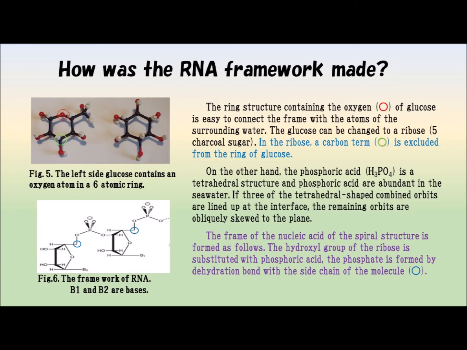The hydroxyl group of the ribose is substituted with phosphoric acid. The phosphate is formed by dehydration bond with the side chain of the molecule.